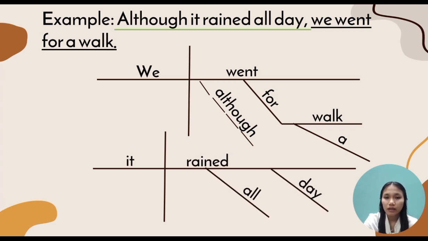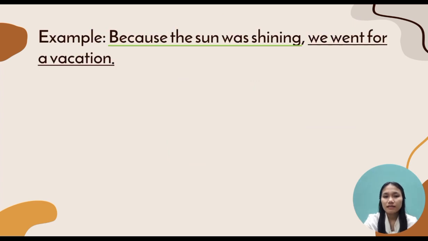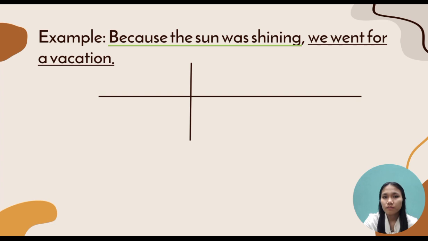Okay, that is how you diagram a complete or a complex sentence. Next is "Because the sun was shining, we went for a vacation." Again, we are going to identify where our independent clause is. Our independent clause is "we went for a vacation." So we is our subject, went is our verb, and for a vacation, again, there is a preposition.